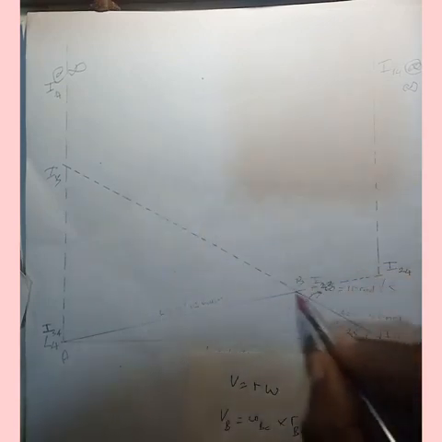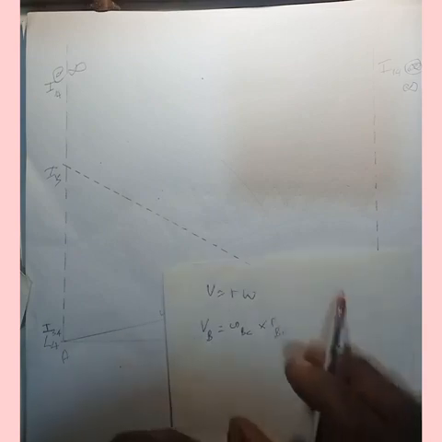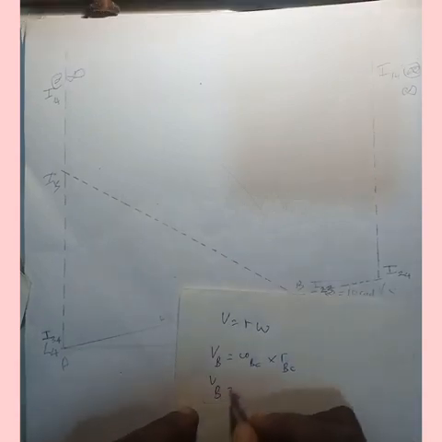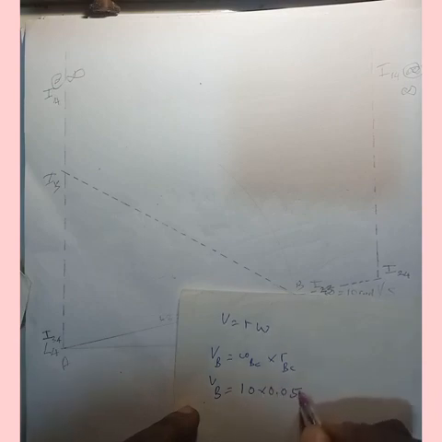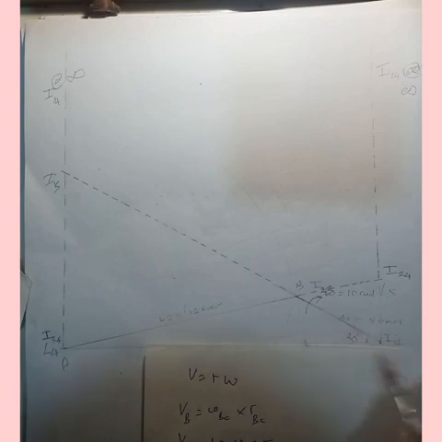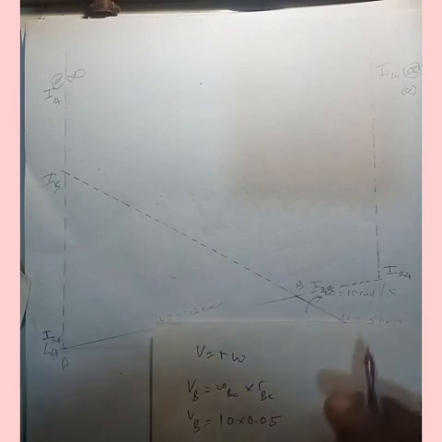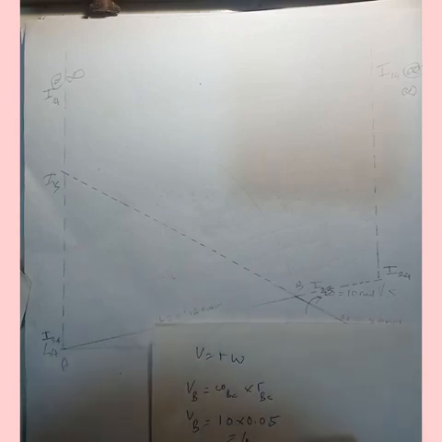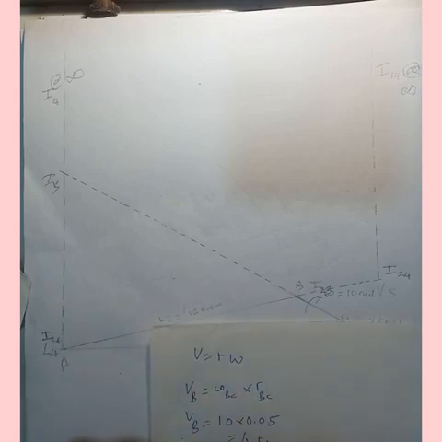So now we'll be giving omega for BC as 10. So that simply means your velocity of B is going to be 10 multiplied by 0.05. 0.05 is the distance BC, that's 50 mm. So you change it to meter, and that's going to give you 0.5 meter per second. That's the velocity of B.